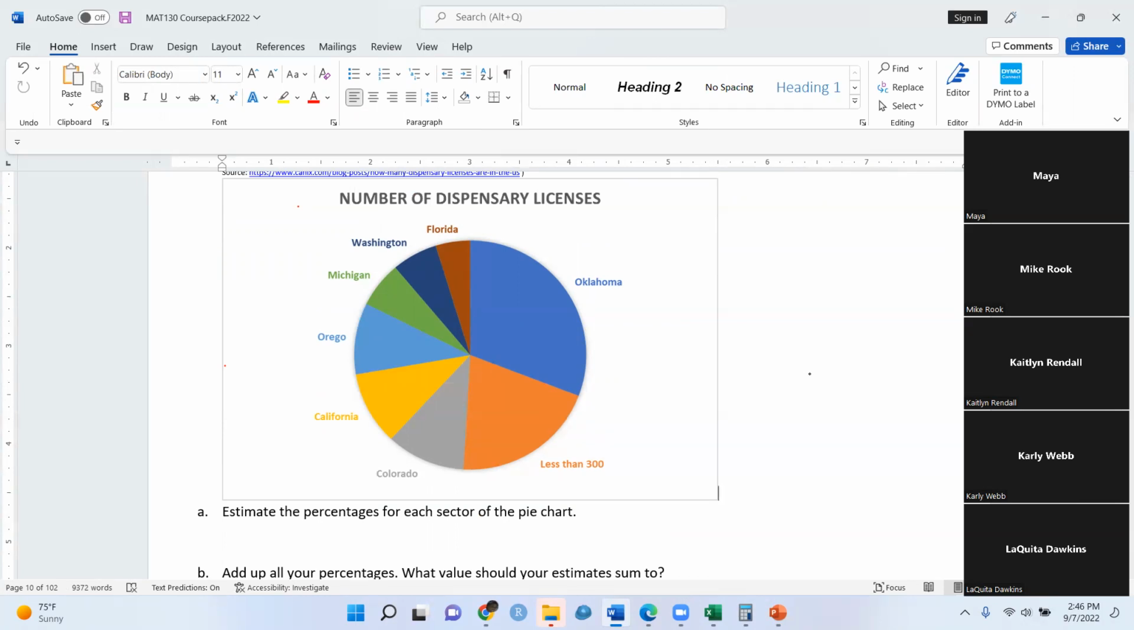This one, when I looked up the data, I had data for all 50 states. I believe there were some states where marijuana is completely illegal for all things, I think. So not medical or anywhere. So there are some states that have no dispensaries, or some other states that have 1 or 2. So I lumped them all together because it would have been far too many slices for you to even be able to read.